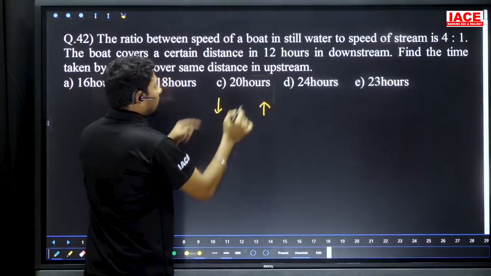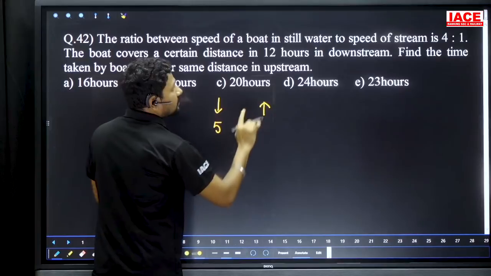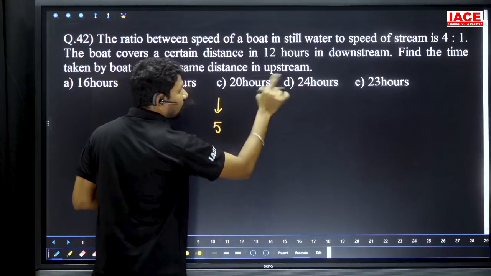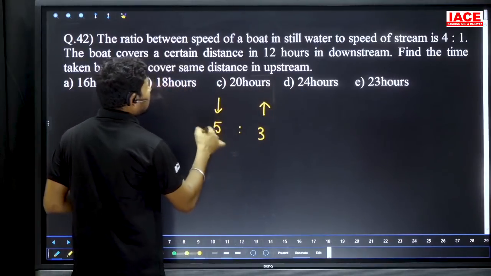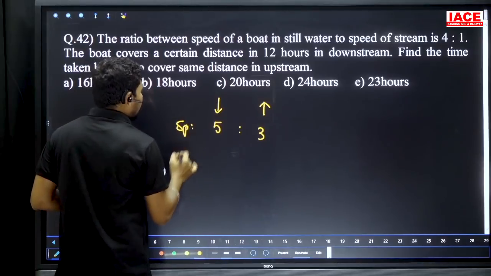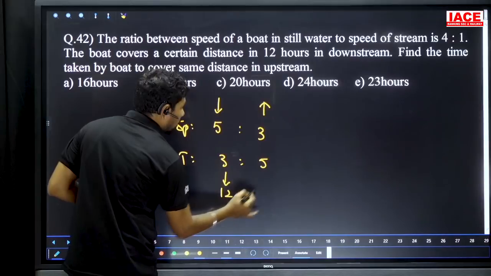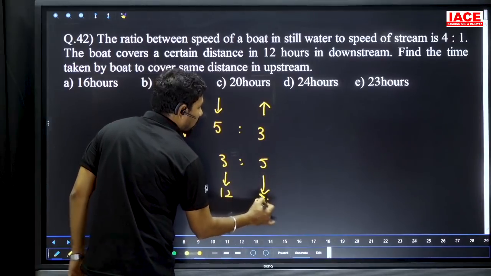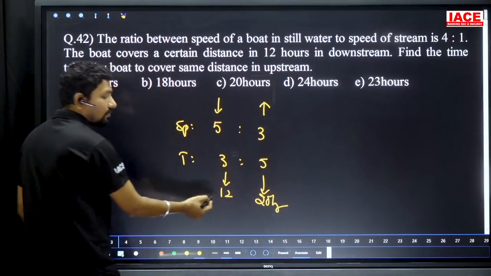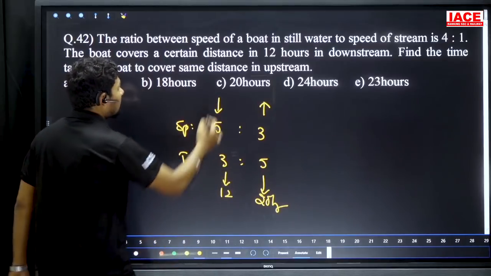For down we have to add, it is 5, and for up we have to subtract, 4 minus 1 is 3. 5 is to 3, this is the speed ratio, but we need the time ratio, which is 3:5. 3 parts is equal to 12 hours, then 5 parts is equal to how many hours? 20 hours. 3 to 12 is 4 times, and 5 fours are 20 hours. Then option C here.